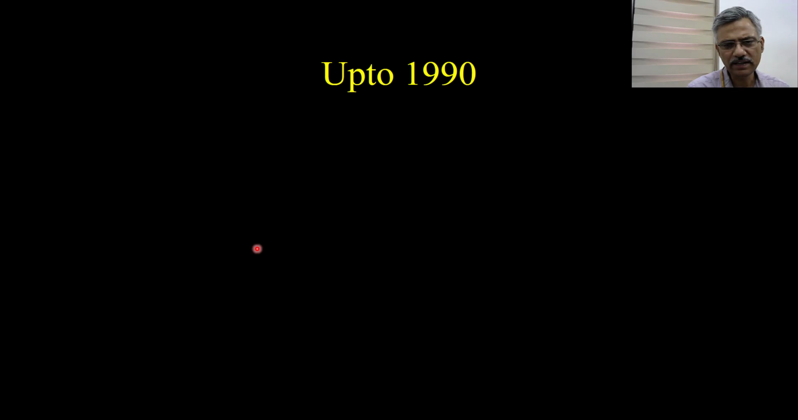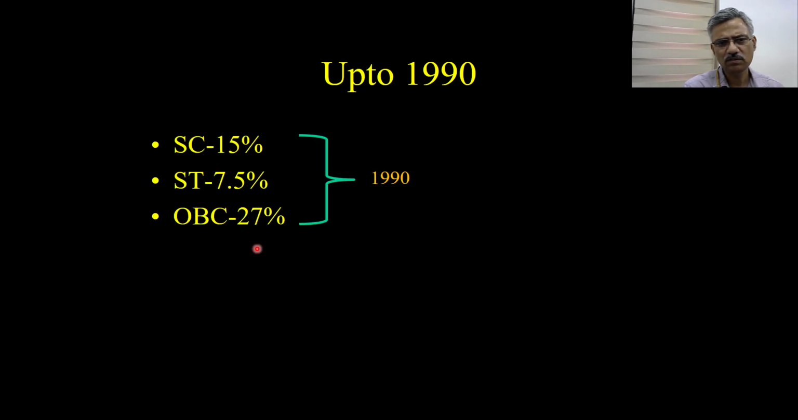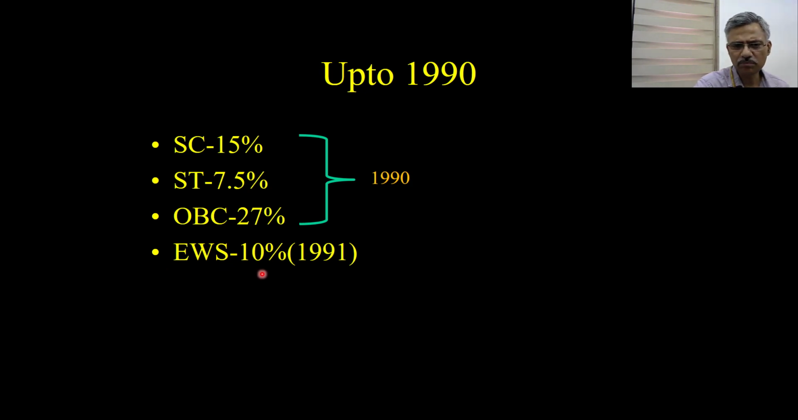Now up to 1990, this was the reservation for the various classes. Scheduled Caste 15%, Scheduled Tribe 7.5%. In 1990, the OBC 27% reservation orders were issued by the Government of India in government jobs. So 27% was issued in the year 1990, and a little later, after the new government of P.V. Narasimha Rao was formed, a 10% reservation was introduced for economically weaker sections. So this 10% reservation for persons of the economically weaker section was introduced in the year 1991.